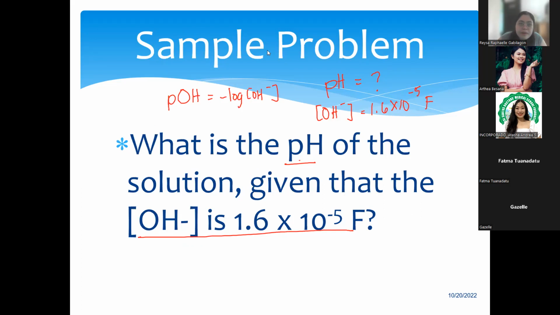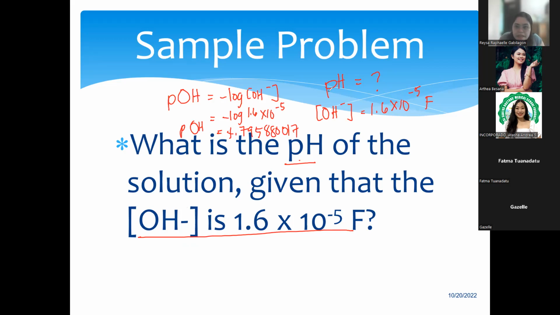Anong gagawin dito sa problem? Computein nyo muna yung pOH. pOH muna tayo, negative log of the 1.6 times 10 raised to the power of -5. Negative log of 1.6 times 10 raised to the power of -5 is 4. Ayoko mag-round off ha. 4.79588017. This is the pOH.